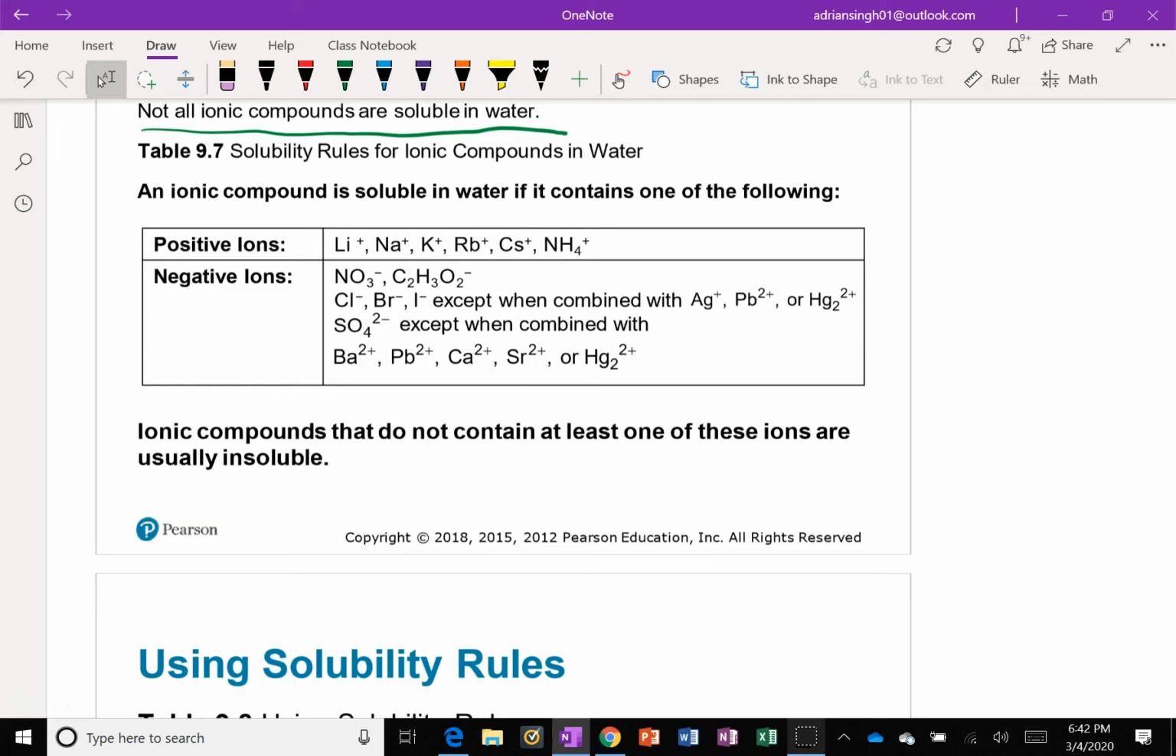I think this is straight from your textbook, table 9.7. It's a simplified version of a solubility table. All we're going to do here is find the ions in our substance and see whether or not it matches up to our table.